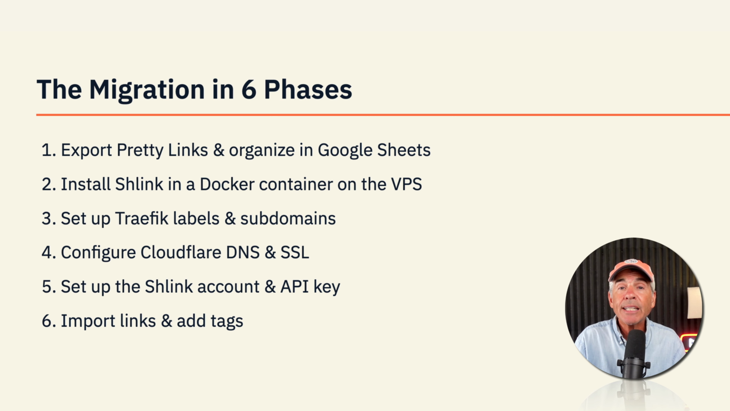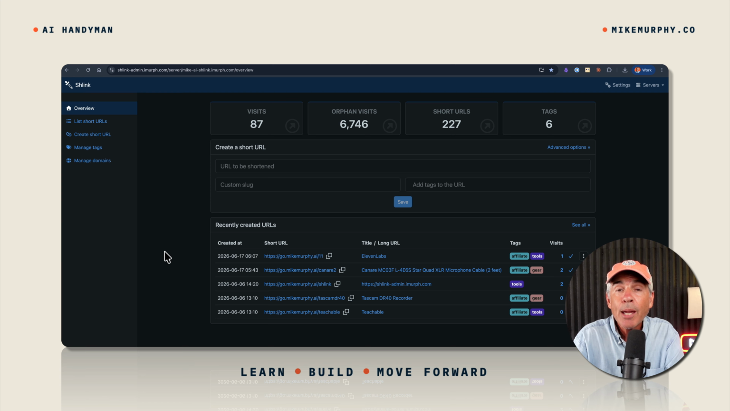The last phase, phase 6, of this migration process from Pretty Links to Shlink was to import the CSV file with all of the pretty links that I exported from WordPress, and then to add tags for organization purposes. There is no import button in the web interface of Shlink for you to import the CSV file. It's set up so you import things using the command line or the terminal or the API.